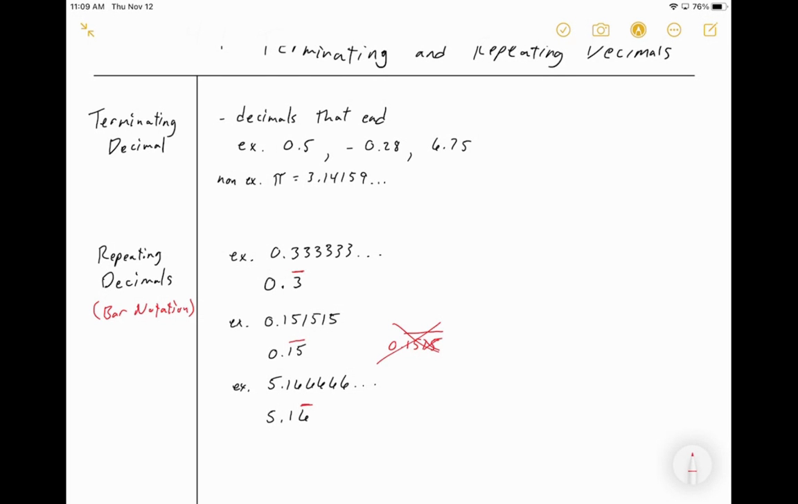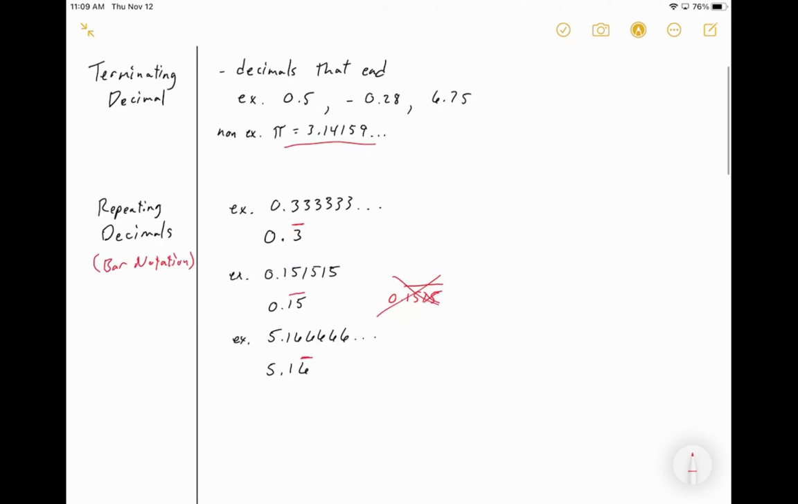Okay, so terminating decimals are ones that end. Repeating are the ones that go on forever, but we know there's a pattern at least. Okay, the other kind are like pi. So ones like pi, they just go on forever. They're not terminating or repeating. They just go on forever, never, never.